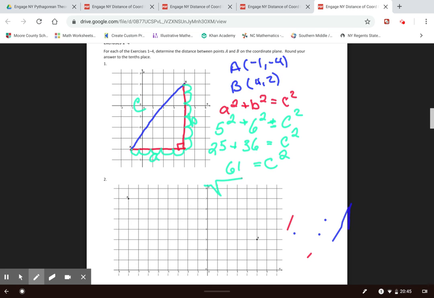So then I find the square root of both sides, and these two are going to cancel out. So the square root of 61, rounded to the tenth, is 7.8. That means my distance for side C is 7.8.